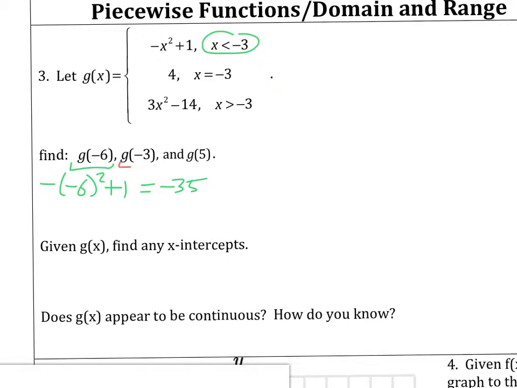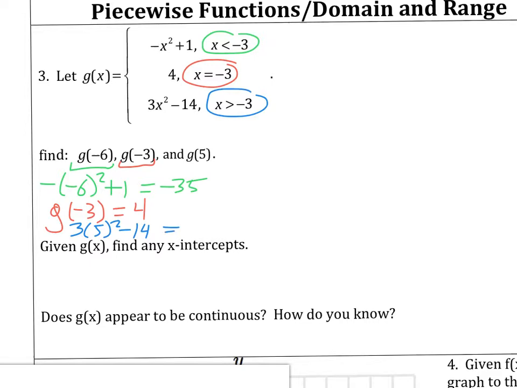For g of negative 3, well, that's this condition. And the answer for that's going to be 4. And finally, for g of 5, you might realize that that's going to be the last condition, because 5 is greater than negative 3. We get 3 times 5 squared minus 14, which is 75 minus 14, which is 61.